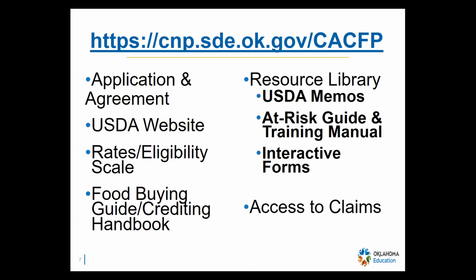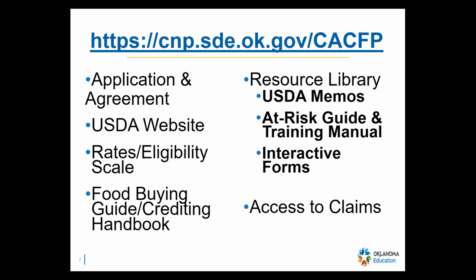So if you're not familiar, this is the website that you will go to. This is where the CACFP application is located. This is also where you can go to get access to claims. On the left-hand side, depending on your computer screen, there's a mustardy yellowish type panel. And in that panel, you'll see the resource library. That is where all of our interactive forms are. Our at-risk guide is in there. Our training manual is in there.